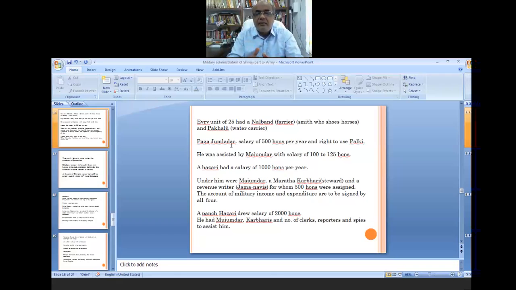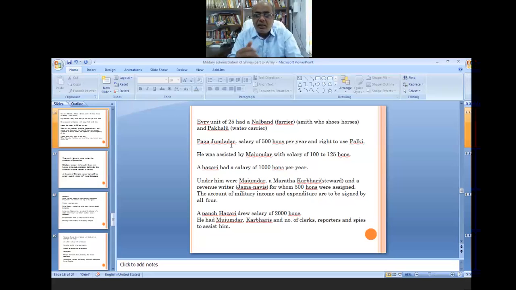And Paga Jumladar, that is a commander of 100, used to get a salary of 500 hons per year, and he had the right to use a palki. The cavalry commander was probably more respected than the infantry commander. He was assisted by a Muzumdar, almost like a clerk who kept the accounts, but this Muzumdar was also paid a different salary, from 100 to 125 hons.